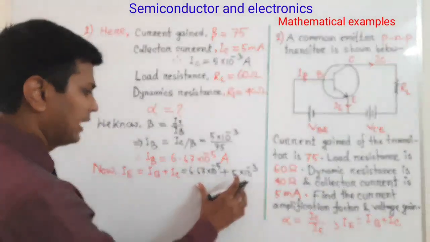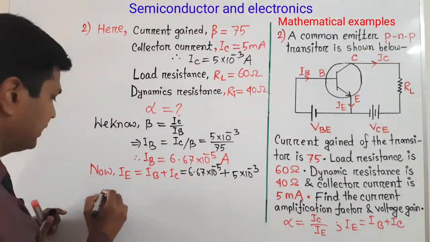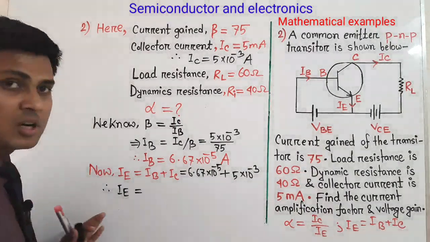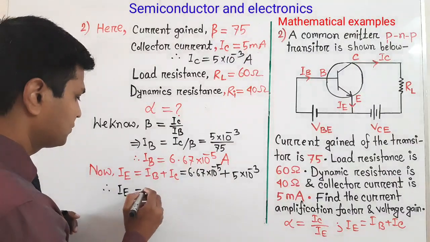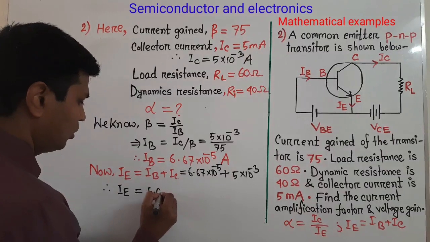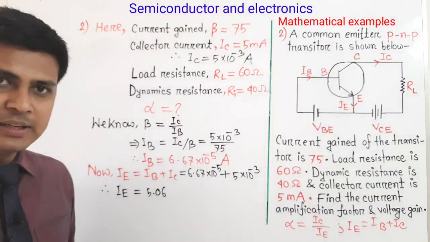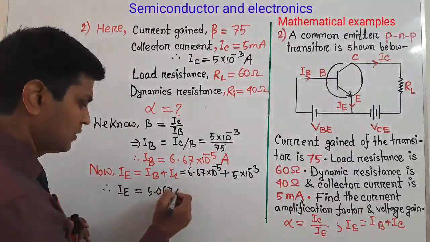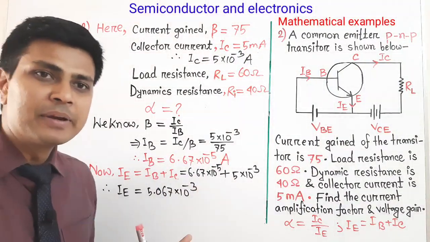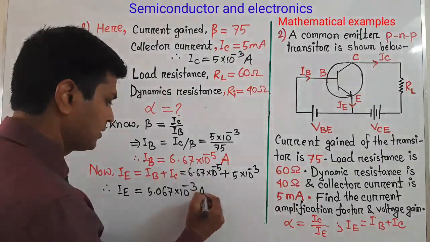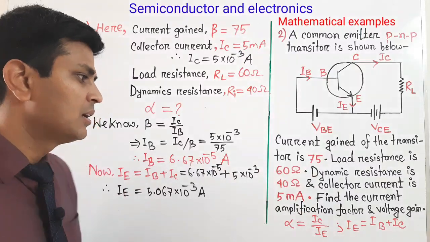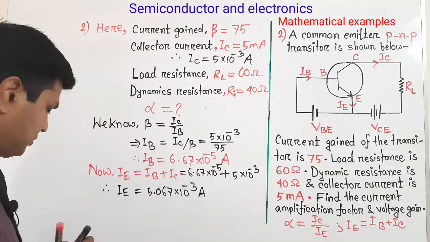Then after adding these two expressions, we will get the emitter current IE equals 5.067 into 10 to the power minus 3, and its unit will be ampere because it's a current. Now you can calculate the alpha. Alpha means current amplification factor.